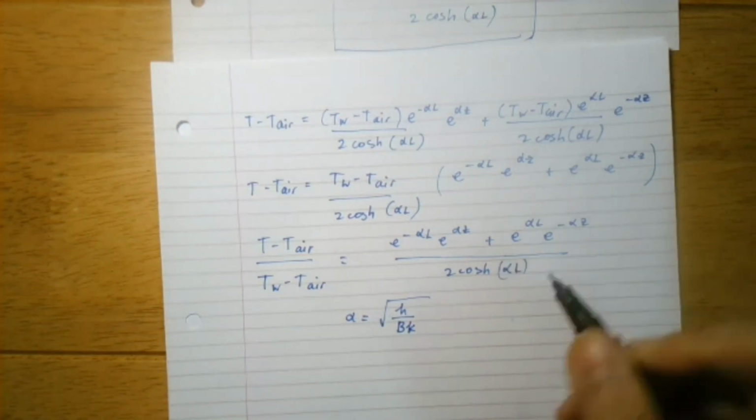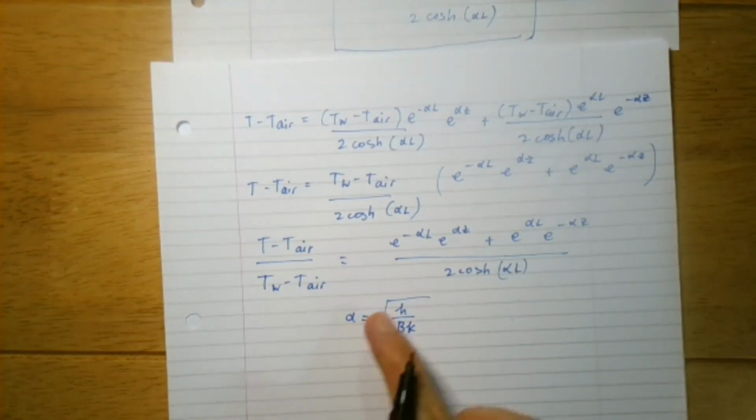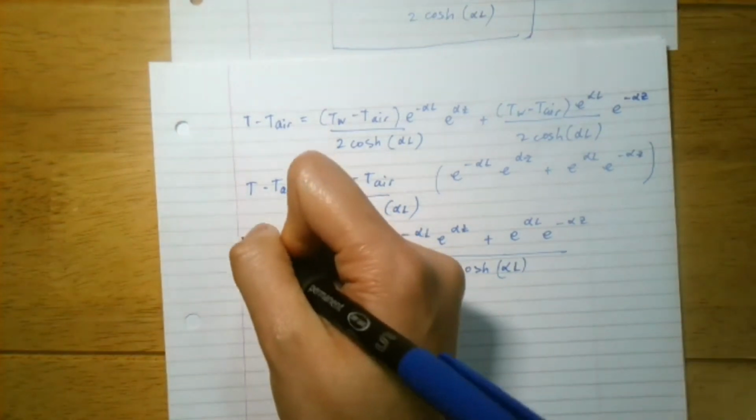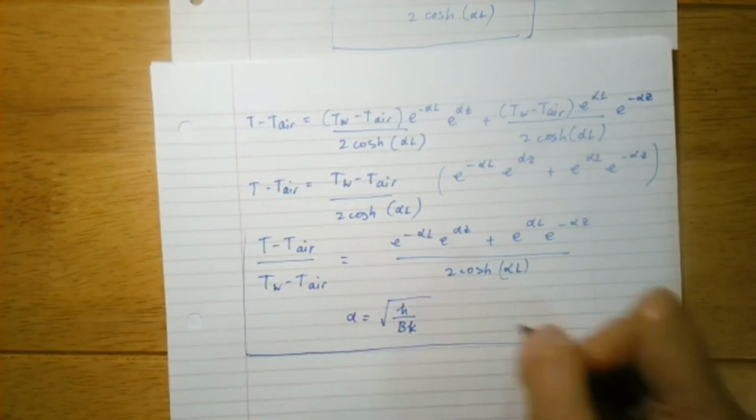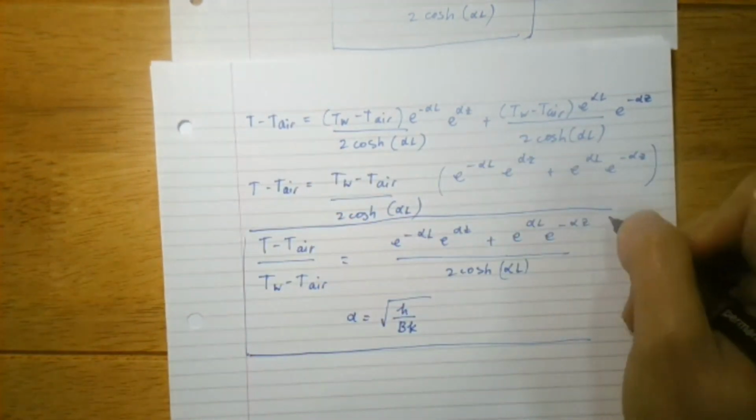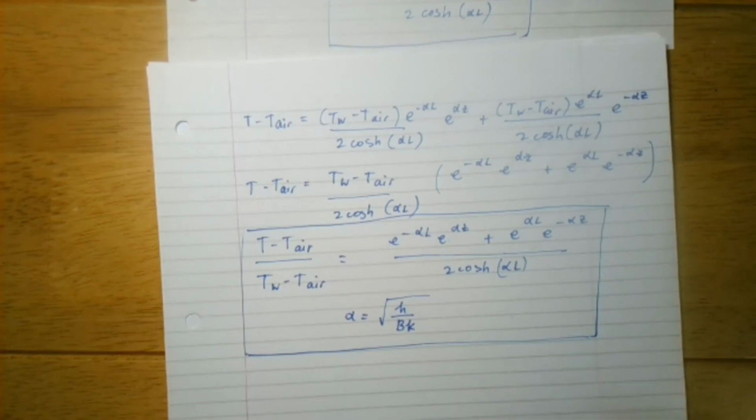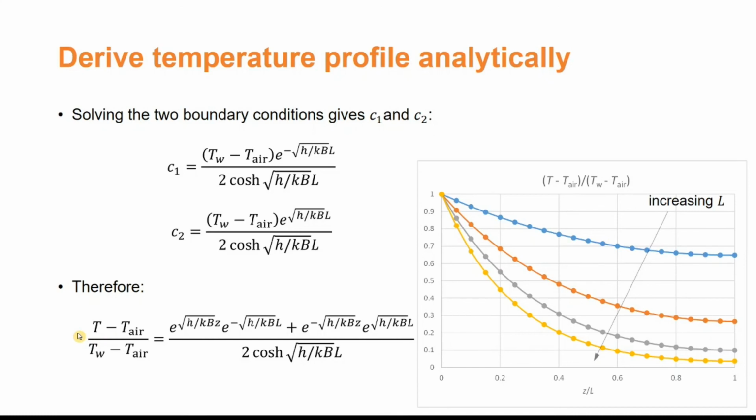So this is our solution. When you substitute in alpha here, this will become exactly like the expression that we have on the slide. Again, this is the exact solution that we derived analytically.